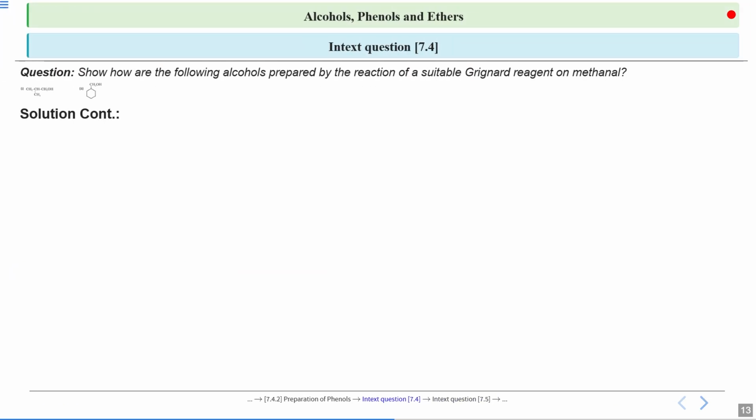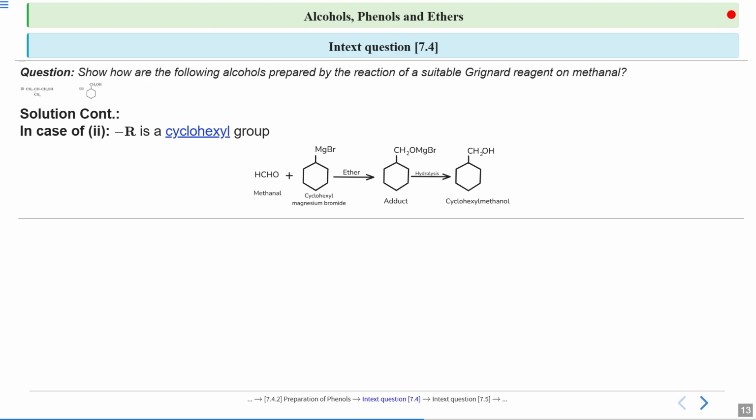Now, let's see for our second part. In the second part of the question, we have a cyclic alcohol. So the R here is a cyclohexyl group, because the cyclohexane is attached to CH2OH in the second part. CH2OH has to be there in the primary alcohol, so the other R group remaining is the cyclohexyl group. So the reaction happening is a two-step reaction.